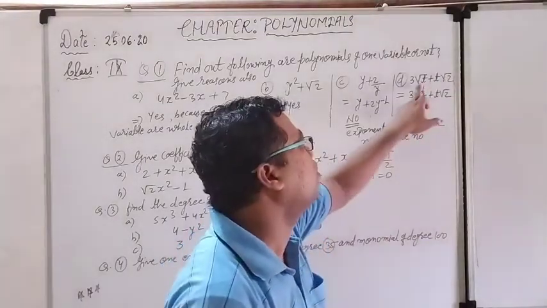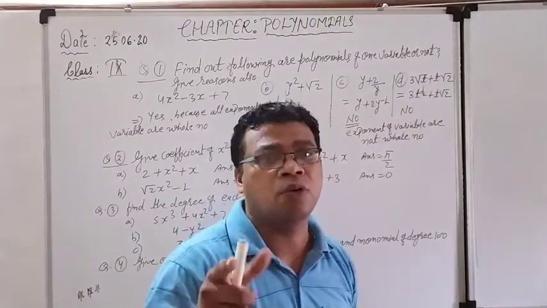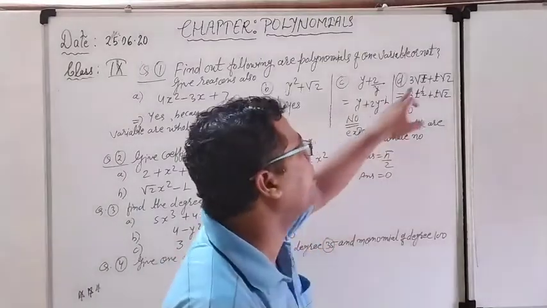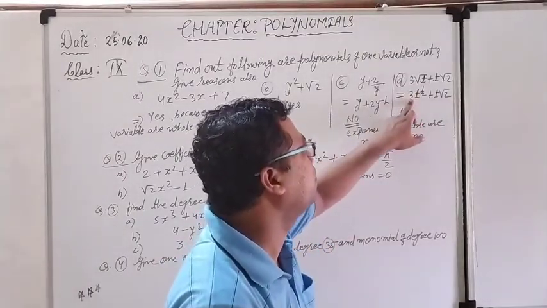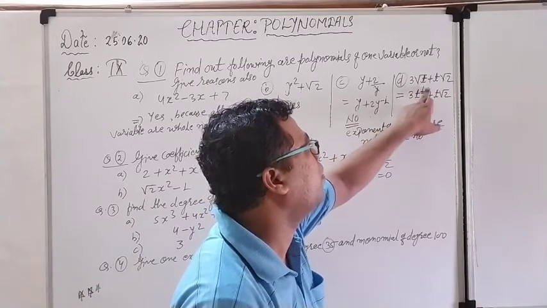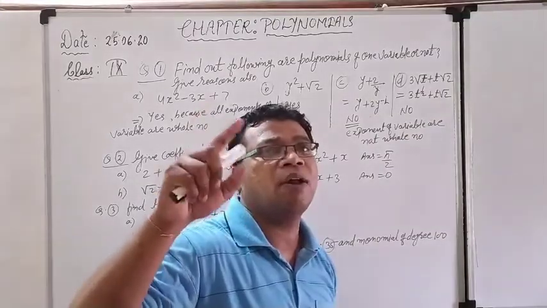But see the first term, actually t, that is the variable, it is coming under the square root. So if you solve it, it can be written as t to the power 1 upon 2, because the square root is always represented as power 1 upon 2.